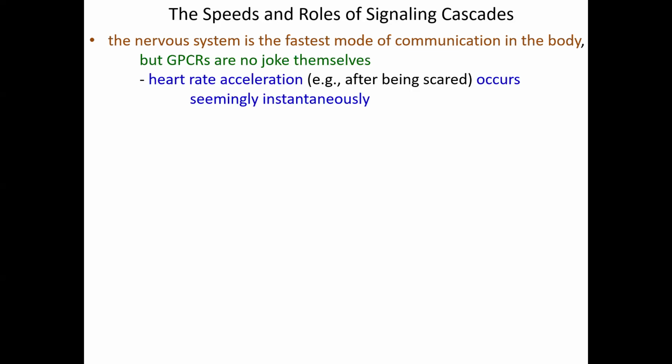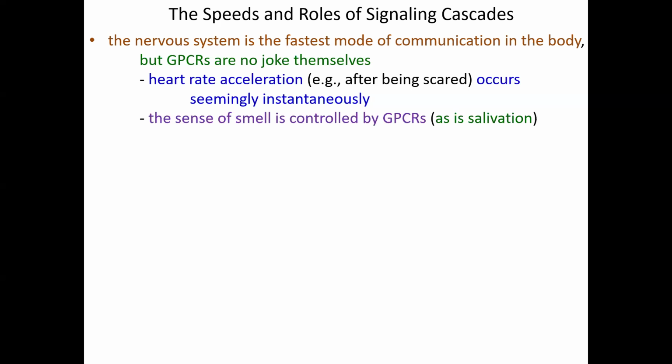Think of how quickly your heart rate accelerates after being scared. The most profound example for me is, not that I'm a bad driver, not that I'm a risky driver, not that I drive too fast, but when I have a close call on the road, I've barely processed what happened and my heart is racing. I haven't even had time to cognitively appreciate the danger I was in, yet my heart is already racing. That's the action of G protein coupled receptors.